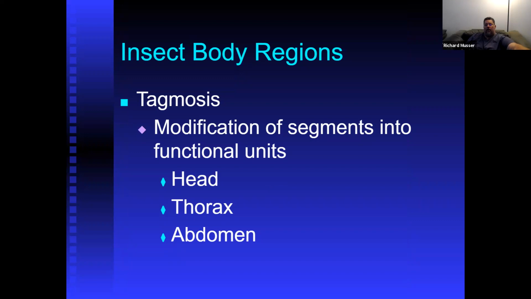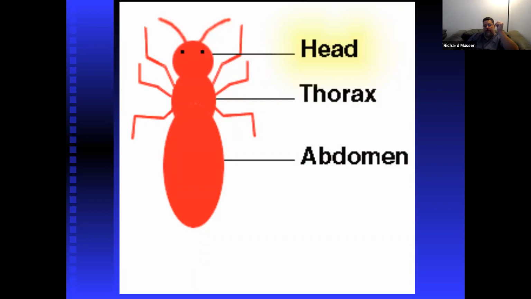Now, insect body regions are called tagmosis. Again, these are modifications of segments into functional units. That's what tagmosis is. As I mentioned before, insects have three main body regions: a head region, a thorax, and an abdomen. So here are our three main segments. Notice that the legs are on the thorax, and then the abdomen is made up of several regions, up to 8 to 12 or so. That's where most of the digestion and absorption takes place, and we'll get into the internal anatomy a little bit later. And then their head is several segments that have been fused together.